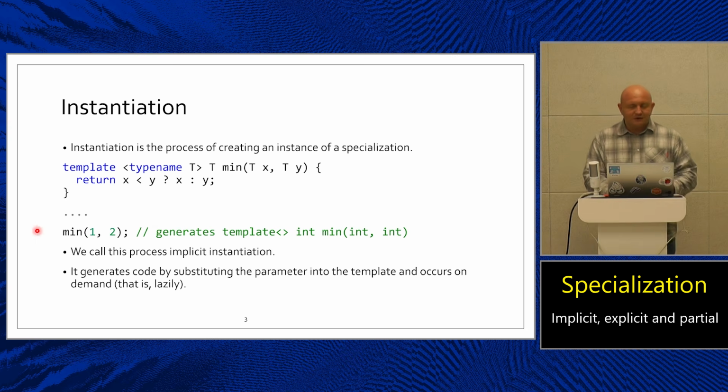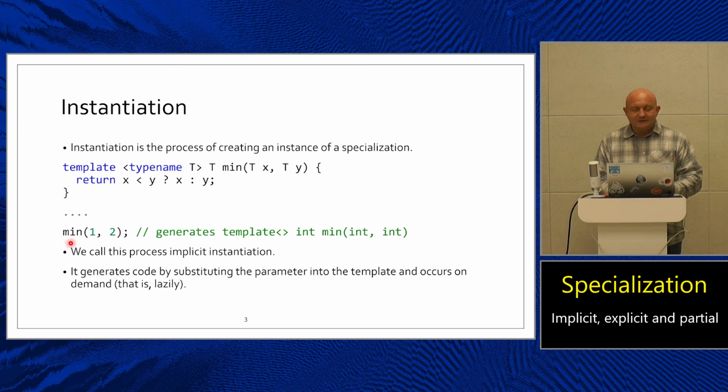And let's look here at our min function. We have a call to min of 1 and 2, and here we can see our normal process at work. We found the name, we've deduced the type, and we've performed the type substitution. And the next step is to generate the specialization. This happens somewhere between the point of declaration and the point of specialization. And this is what we call implicit instantiation.